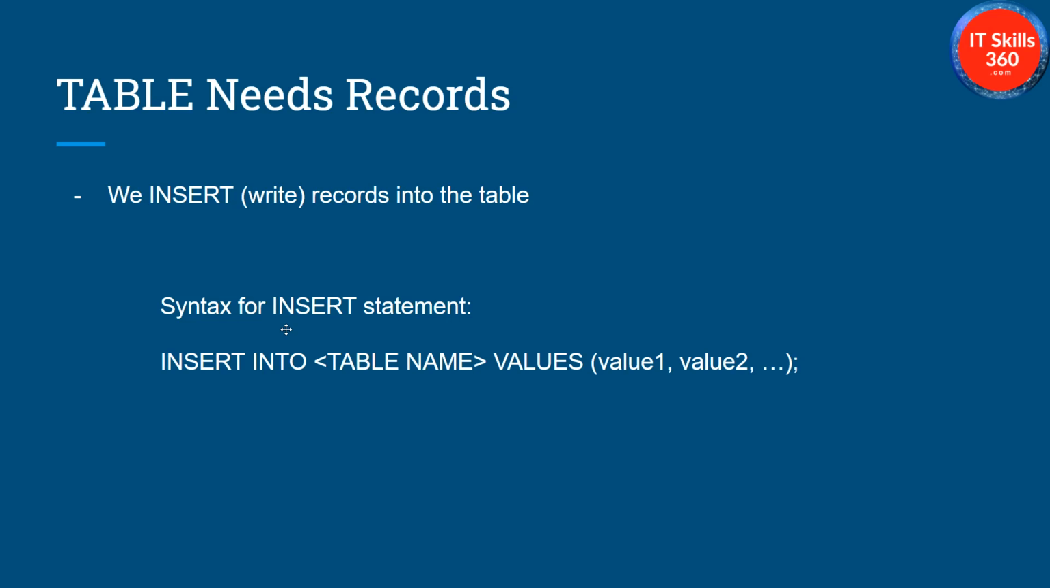Now keep in mind that the sequence of the actual values should follow the structure of the table. So let's say in our phone book table, our three columns, three fields are ID, name and phone number. So the structure for value 1, value 2, value 3 should follow that sequence. Means the first one should be ID, then the name, and then the phone number. So let's look at that example.